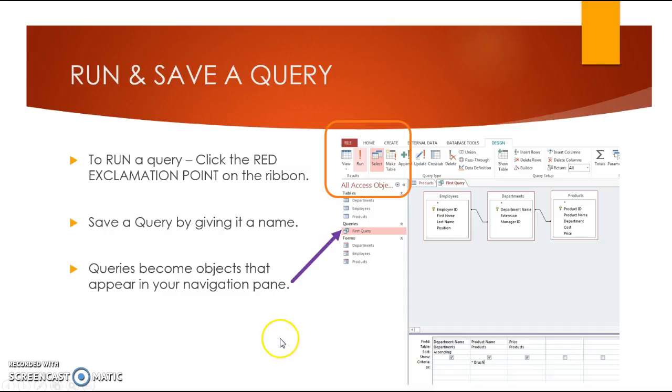Now, to run our query, we're just going to click the Run button, which is the red exclamation point on the ribbon, and then we're going to save it by clicking the Quick Access Toolbar Save button and give your query a name. And then I want you to notice that now your query becomes an object that appears probably between tables and forms on your navigation pane. So your queries get saved, and then you can open those queries and run them again if you have the need to. Let's work with some queries.